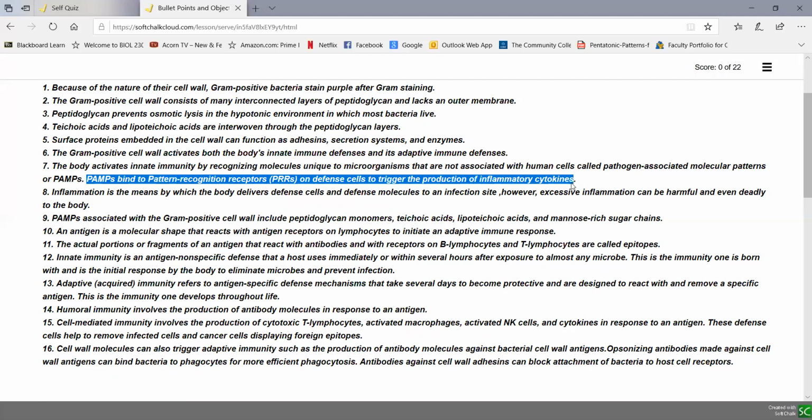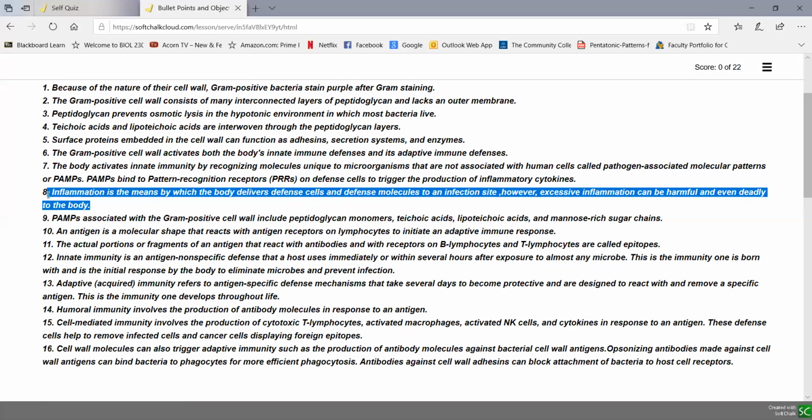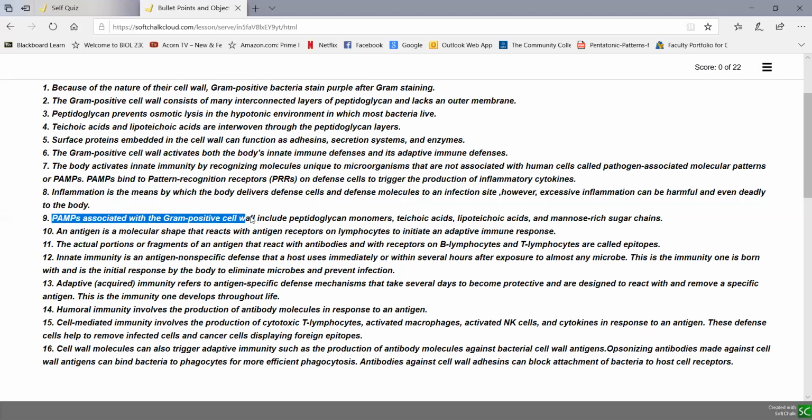So during innate immunity, the PAMPs binding to the PRRs are what's going to trigger inflammation, and that's how our body delivers defense cells and defense chemicals to the infection site. So inflammation, we're going to learn, is a critical part of body defense, activated by recognizing components of bacteria. But excessive inflammation can be very harmful and even fatal. PAMPs that are associated with the gram-positive cell wall include peptidoglycan monomers, teichoic acids, lipoteichoic acids, and mannose-rich sugar chains.